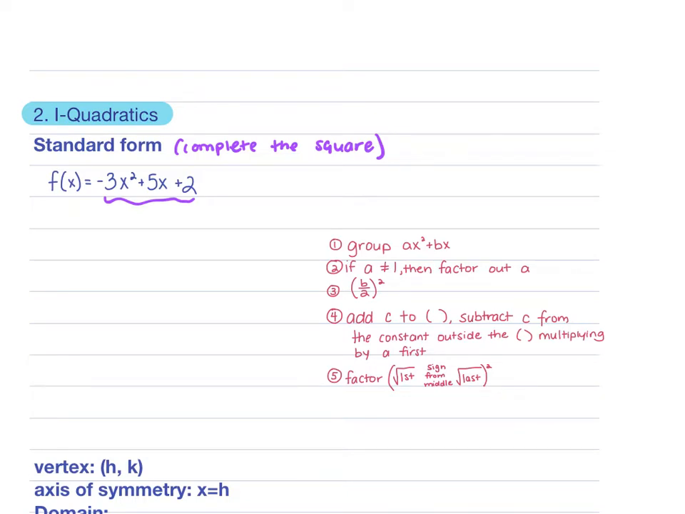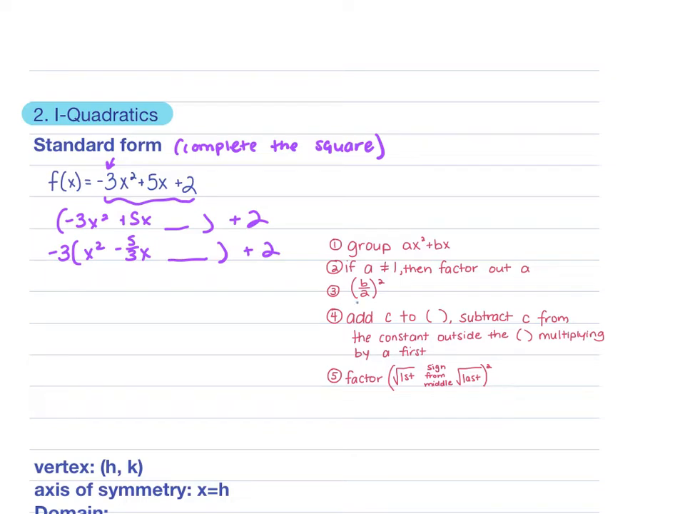We're going to group together the first two terms, leaving a space for that third term, and bumping out the last term. If a is not equal to 0, which in this case it's not, it's negative 3, we're going to factor that out. So take out a negative 3, I get x squared minus 5/3 x, because you have to take it off of both of those terms. Leave the space, parentheses, plus 2.